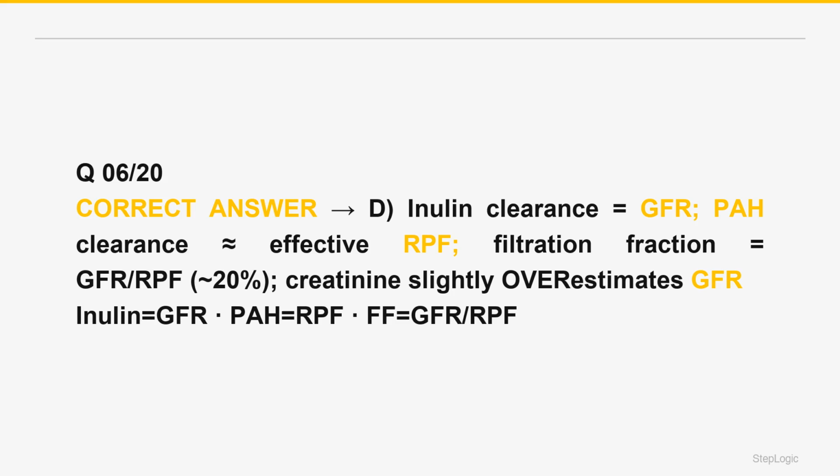The filtration fraction is the proportion of plasma reaching the kidney that gets filtered. FF equals GFR over RPF, normally about 20%. It changes with arteriolar tone. For example, angiotensin II preferentially constricts the efferent arteriole, raising GFR relative to RPF and thus increasing the filtration fraction. Clinically, creatinine clearance is used to estimate GFR, but because creatinine is slightly secreted by the tubules, it modestly overestimates the true GFR. The relationships inulin equals GFR, PAH equals RPF, and FF equals GFR over RPF are the correct statements.